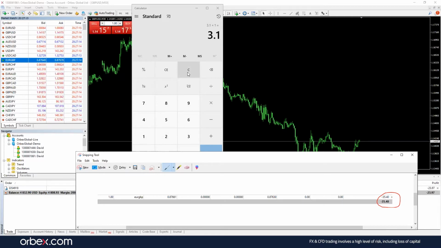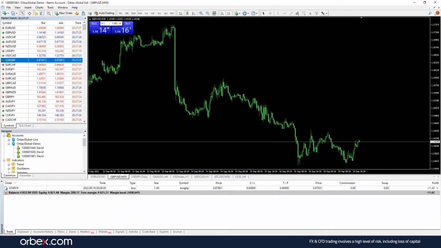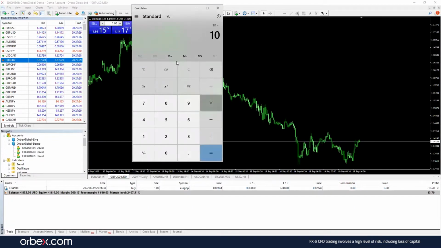Well, we can see because the calculation for the pound is 10 multiplied by the pound dollar rate. So let's see how that's working. So 10 multiplied, and what is the pound dollar rate? 1.14157. So as you can see here, it's over $11 a pip, which is obviously more than the euro dollar, because that was $10 a pip. And the dollar Swiss franc was $10.36. So if we keep that in mind, $11.41.